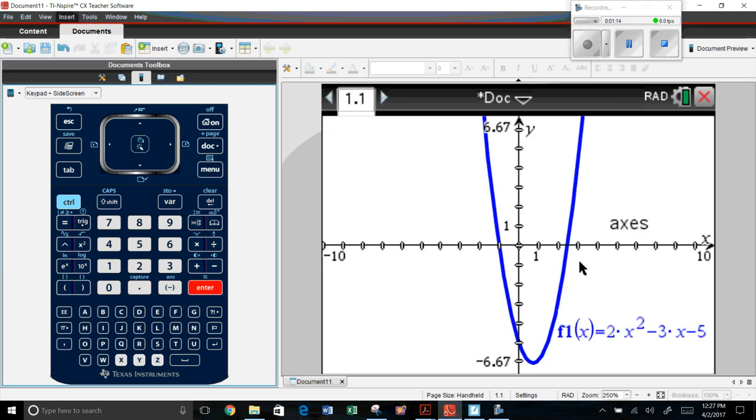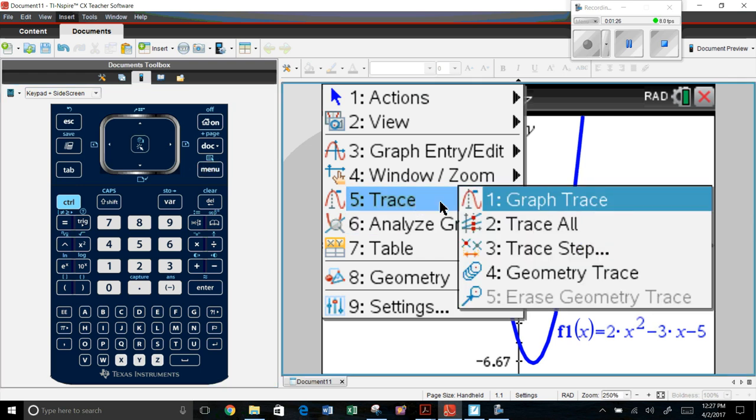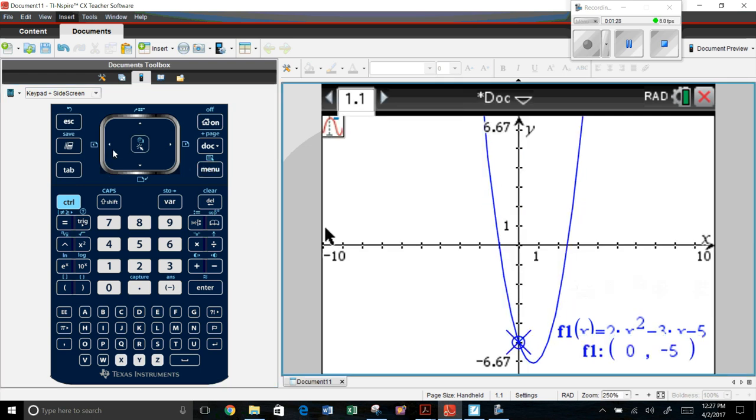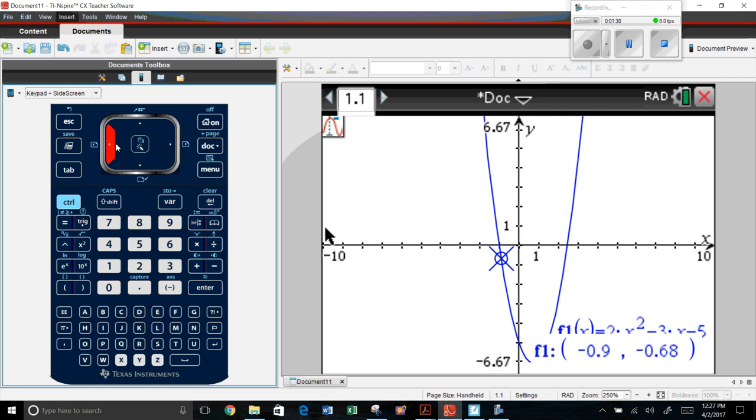Now, looking at this right here, this is an x-intercept, this is an x-intercept. Since this is somewhere in the middle, I'm going to do a trace so I can make sure I get the exact answer. So menu, trace, graph trace. I'm going to move up the line. There's one of my answers. Notice the label, it does say zero. So one of my answers is -1.